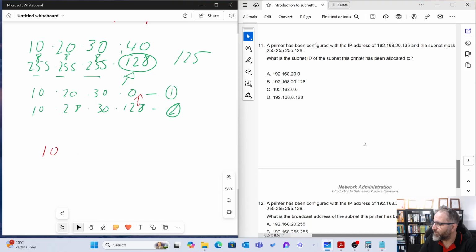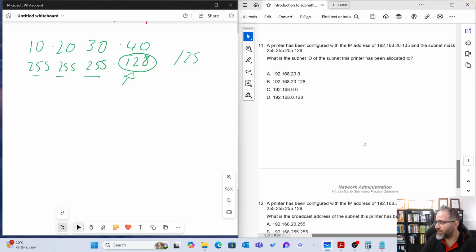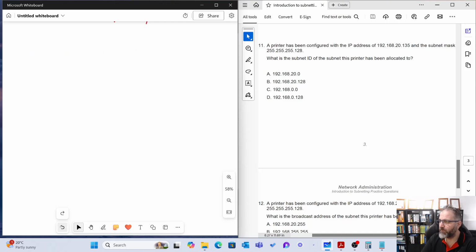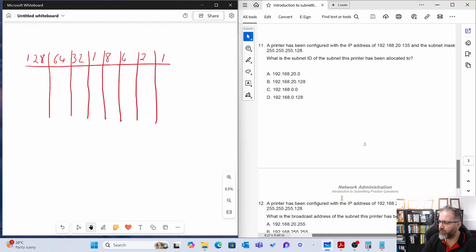So 11: a printer has been configured with the IP address of 192.168.20.135. And the subnet mask is the same subnet mask as this one. What is the subnet ID of the subnet this printer has been allocated to? Very similar to what we've done before. So what do we know?